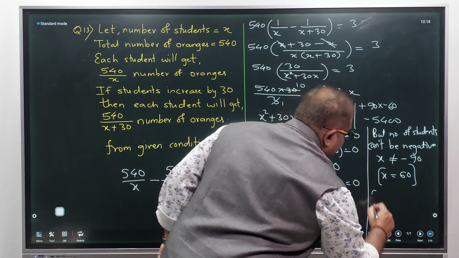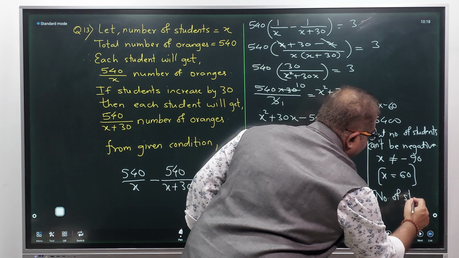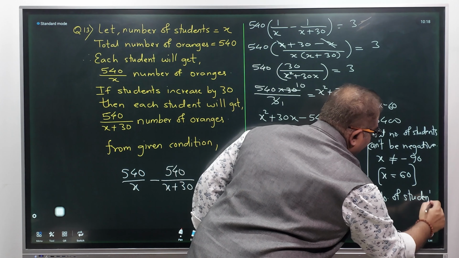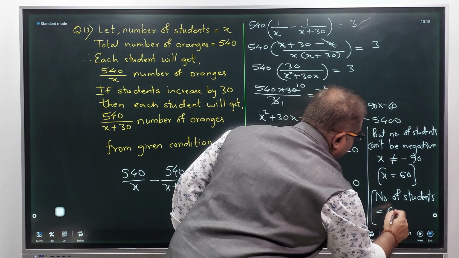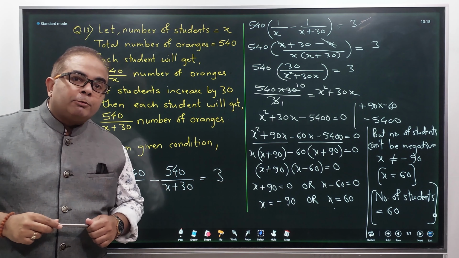दैट मीन्स क्या आंसर लिखोगे? नंबर ऑफ स्टूडेंट्स इज इक्वल टू 60. दिस इज योर आंसर. कंसेप्ट समझ में आ रही है?